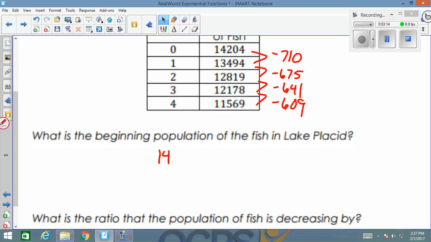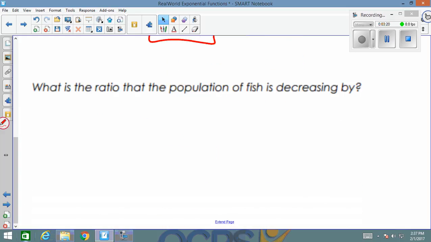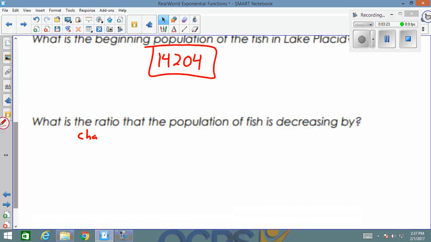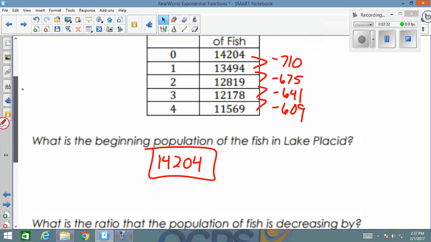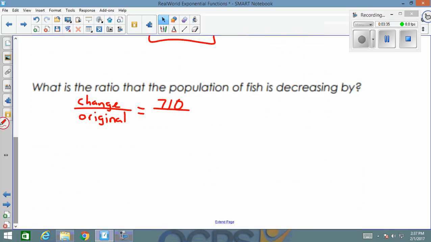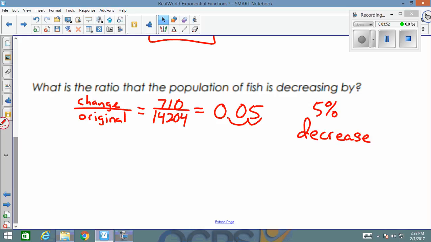Okay, it says which of the following is the initial beginning population? Our beginning population was 14,204 fish. And it says what is the ratio? Again, it's the change divided by the original, the initial. Our change on the very first one, we don't need to put negative, so it's just the number, which is 710, over the initial, which was 14,204. Let's divide that out. That gives me 0.05. And remember, to change it to a percentage, our rate was 5%, and because it's going down, a 5% decrease.